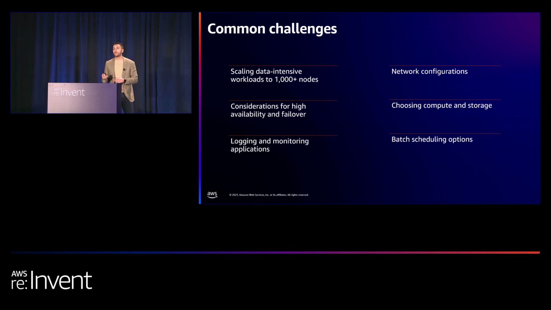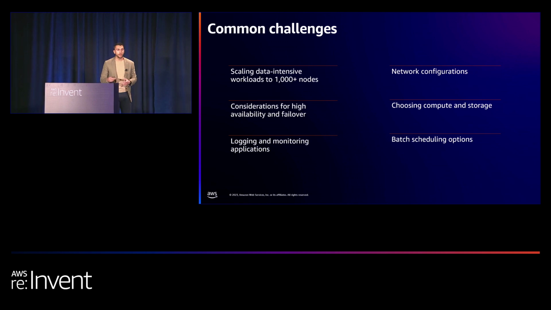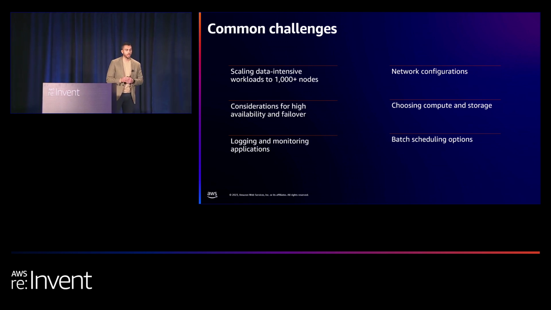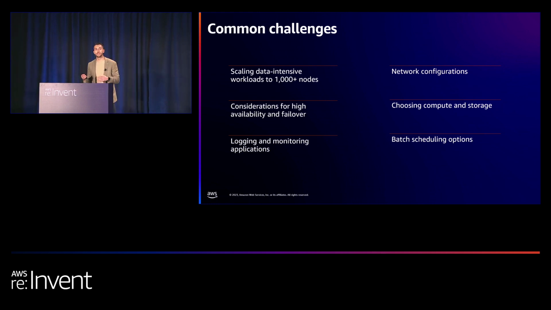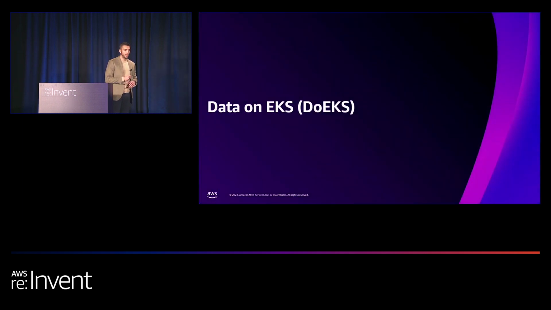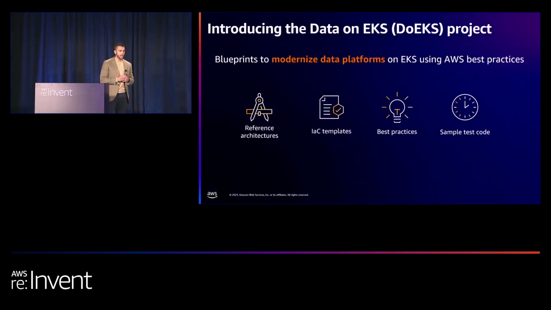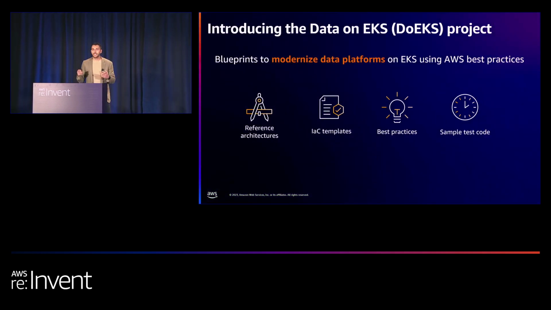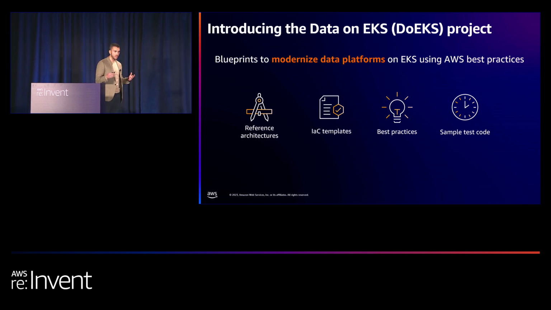Alongside all these, there were a number of decisions that we were helping customers make around the right network configurations, compute and storage options, and also batch scheduling options so that they could build workloads that were ready to scale on EKS. And in helping them solve these problems, that is why we decided to build and launch our Data on EKS project. So Data on EKS is a collection of what we call blueprints to help customers build modern data platforms on Amazon EKS.